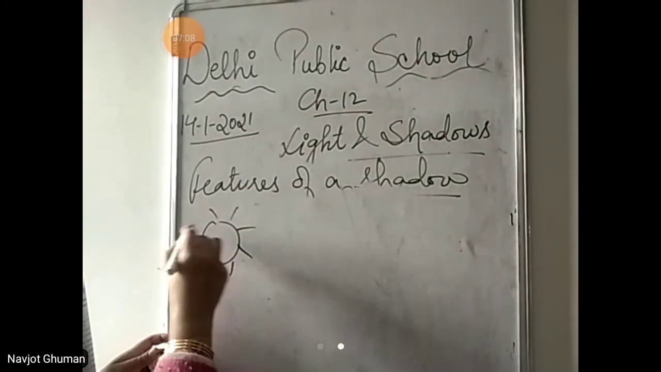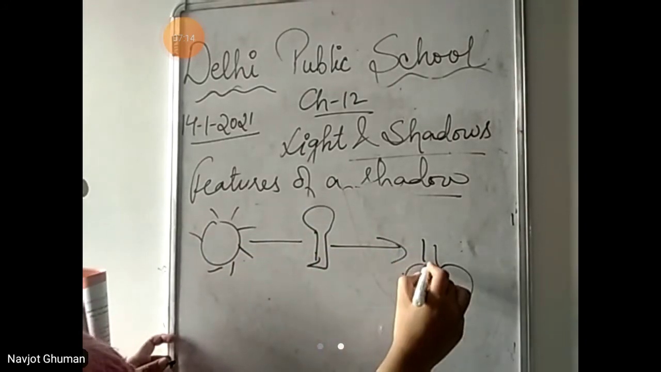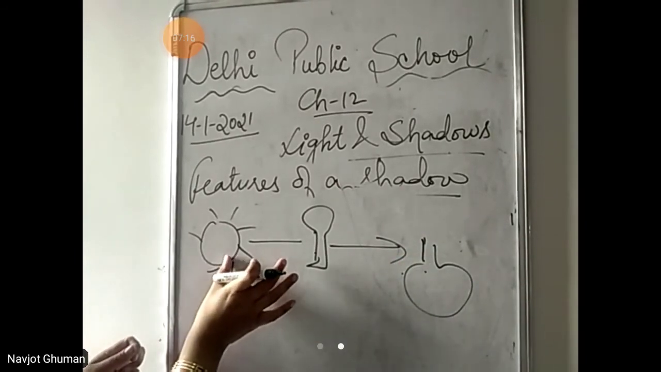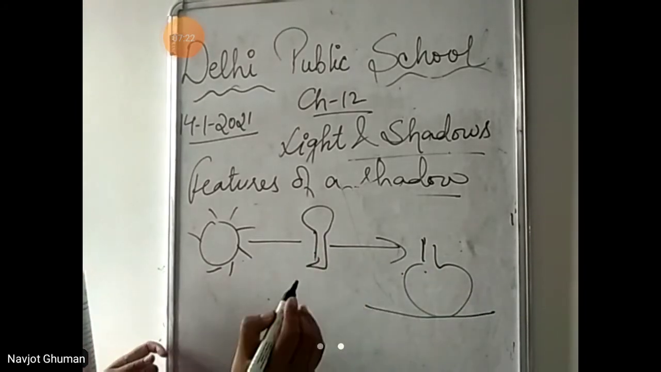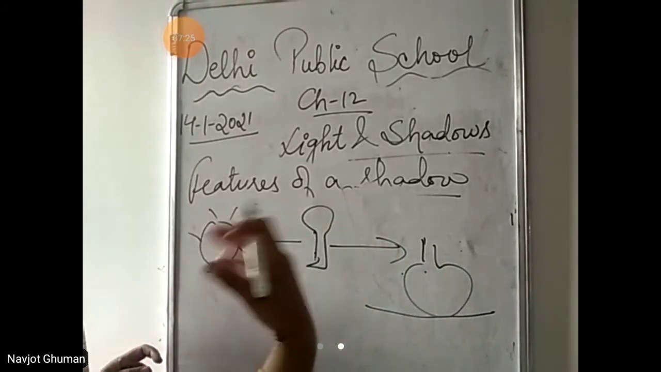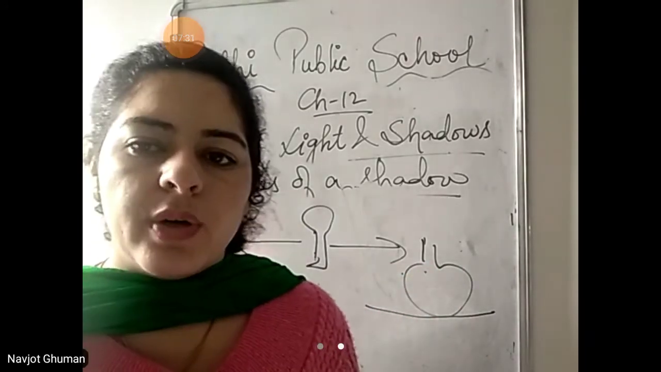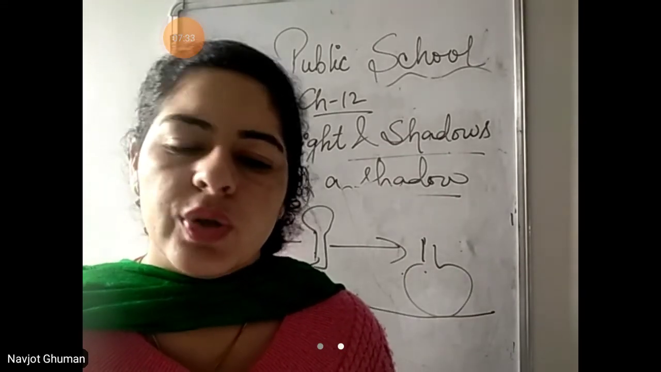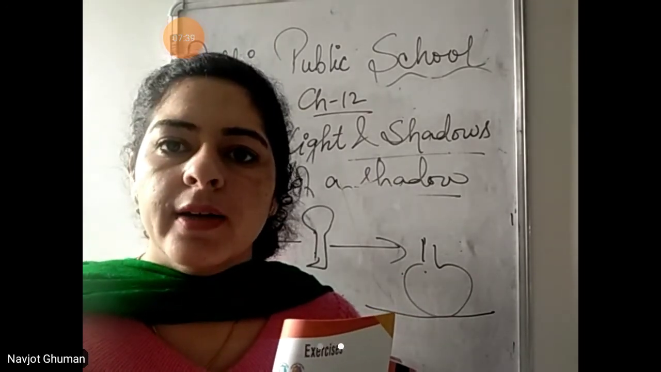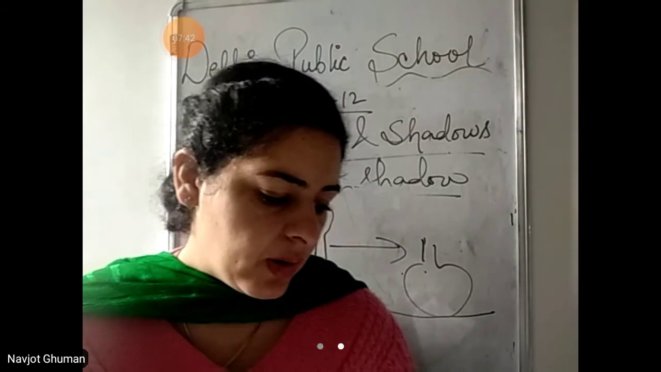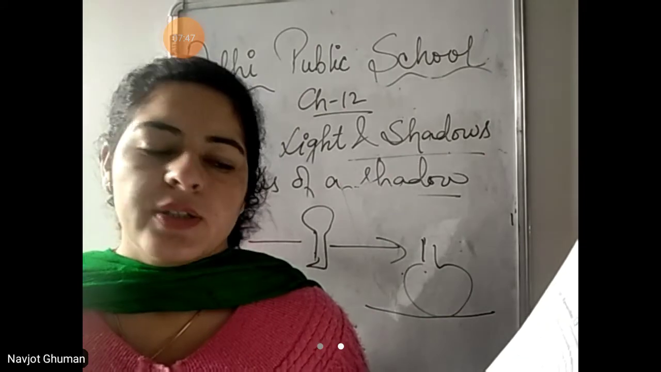This distance matters, this is the object, and this distance also matters. Distance between the light source and the object, and distance between the object and the surface on which the shadow is formed. दोनों के ऊपर depend करेगा कि what is the size of your shadow. And shadows, they are always long in the mornings and evenings and always short at noon, because at noon the sun is at the top of your head. That is why shadows, they are always shortest at noon. These are the features of the shadows.